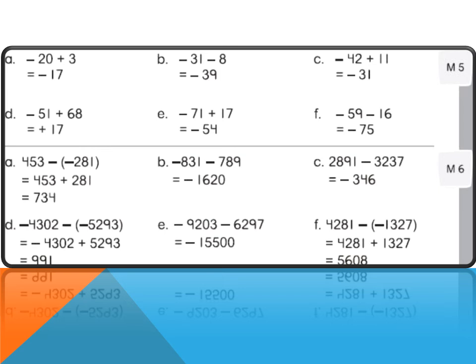Look at module number 5, number C, minus 42 plus 11. So one is negative, one is positive, so the operation will be subtraction. 42 minus 11 gives you 31. Sign of the larger number is negative, so the answer is negative.